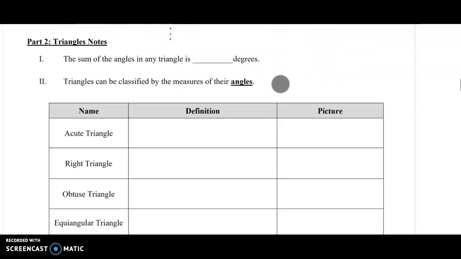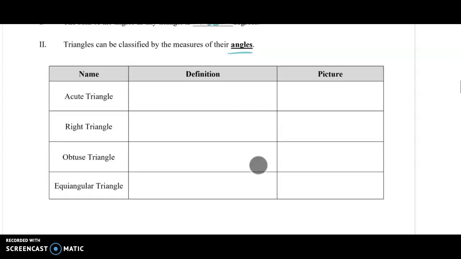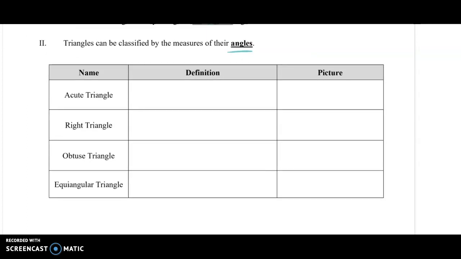Now we're going to get into triangle notes. So the sum of the angles in any triangle is always going to be 180 degrees. Always 180 degrees. And there's two ways we can classify them. The first way is by their angles. So we're going to start with that. So we have an acute triangle. The way we define what an acute triangle is, it means that it has 3 acute angles.